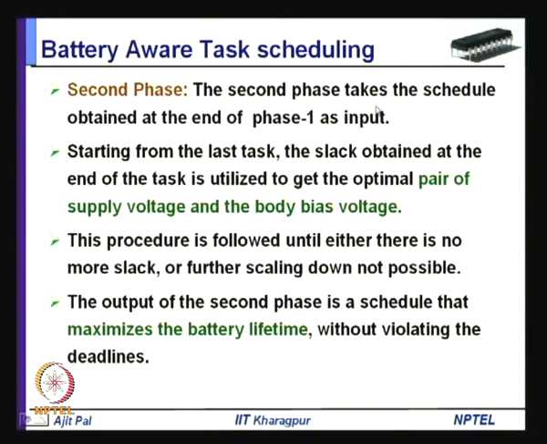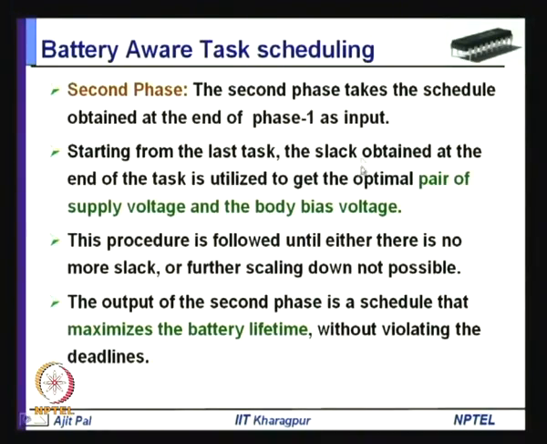In the second phase, it takes the schedule obtained at the end of phase 1 as input, starting from the last task. So, here we are starting with the last task. You have scheduled task 1, task 2, task 3 in this. So, you start with the last task, and the slack obtained at the end of the task is utilized to get the optimal pair of supply voltage and body bias.